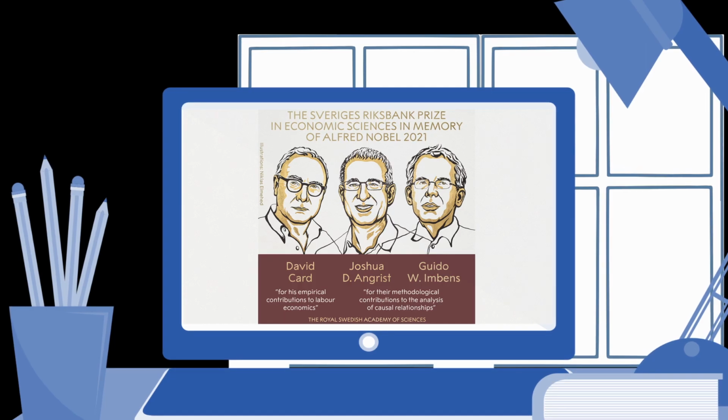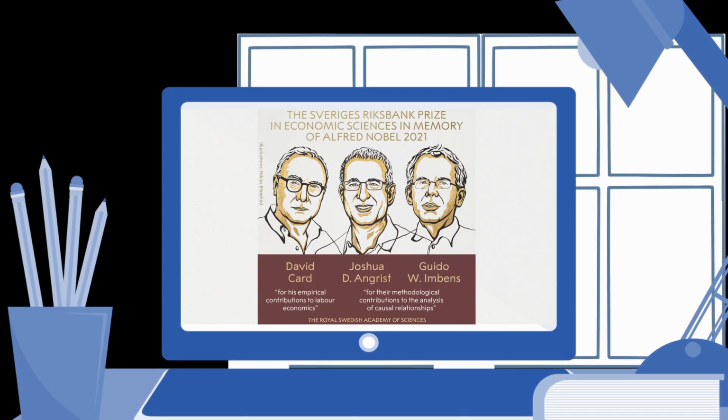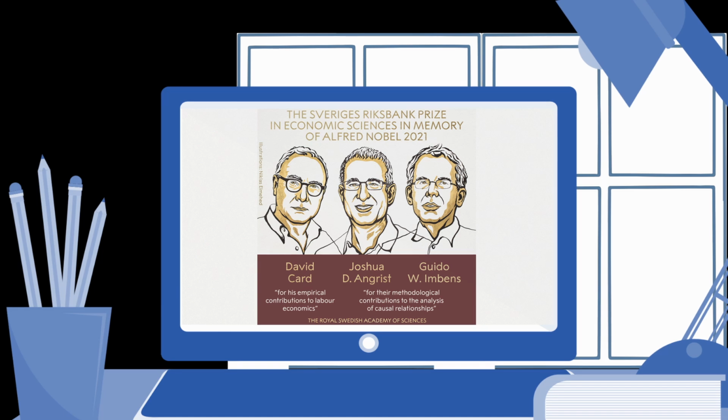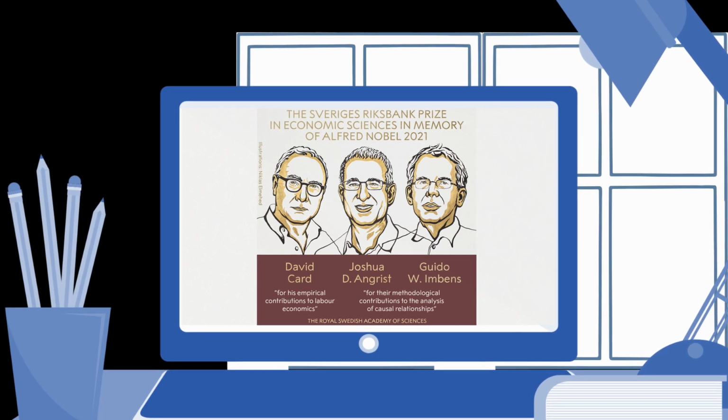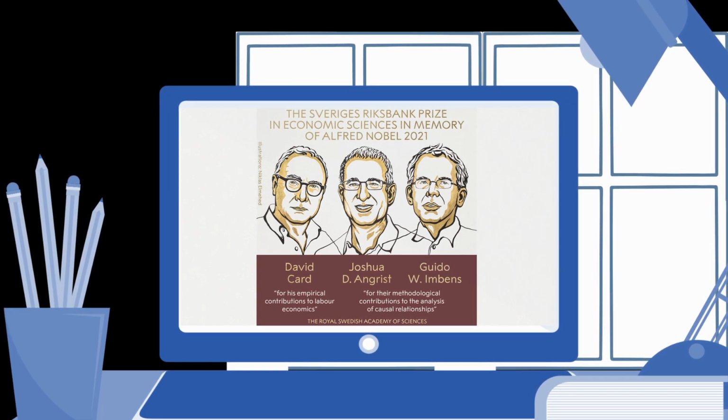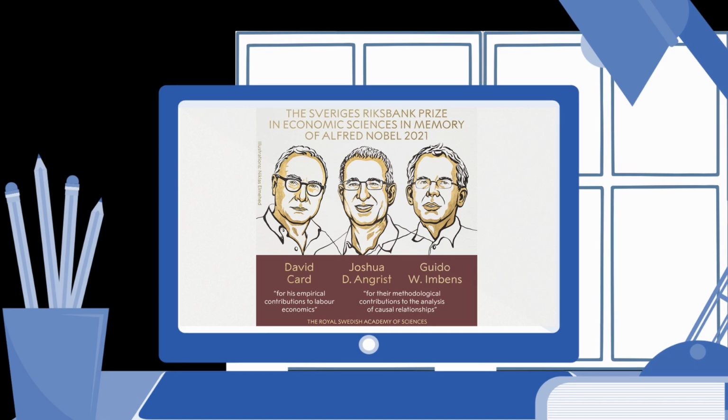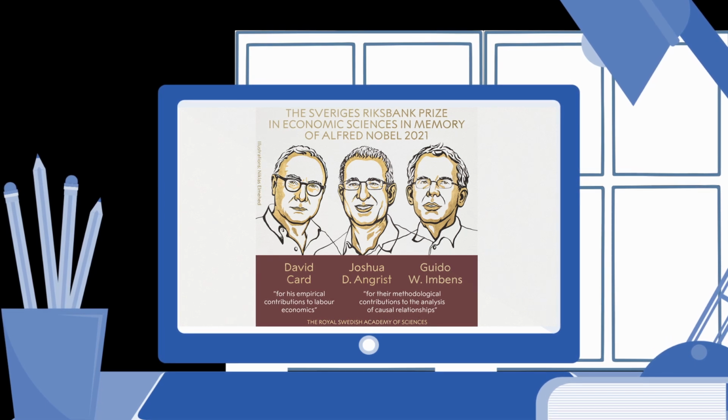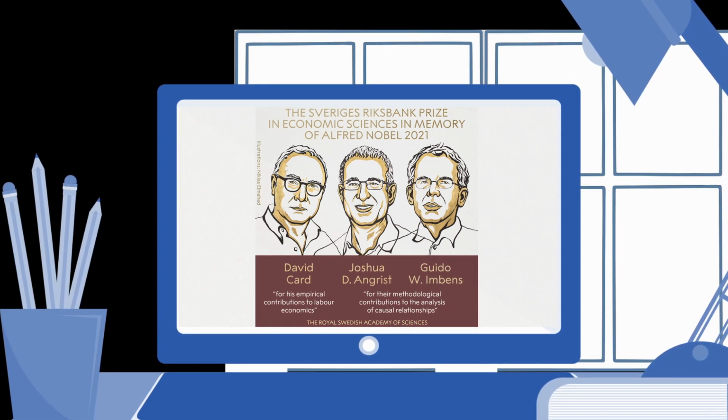Notably, the 2021 Nobel Prize in Economics was awarded to David Card, Joshua Angrist, and Guido Imbens for their methodological contributions to the analysis of causal relationships, which include the use of difference in differences methods for policymaking.